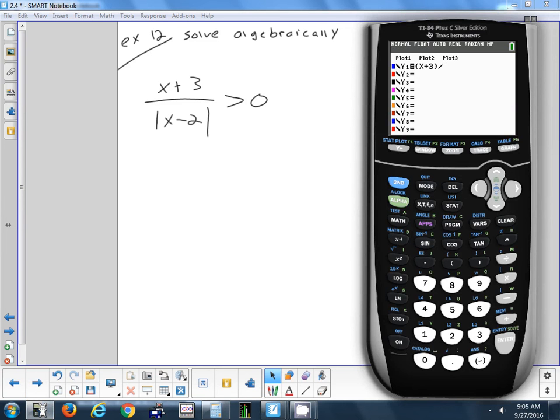Yep, it's under math. It's in the number column, and it's the first one. Okay, so absolute value, I don't need parentheses because those brackets act like parentheses. Okay, what number is not in the domain here?